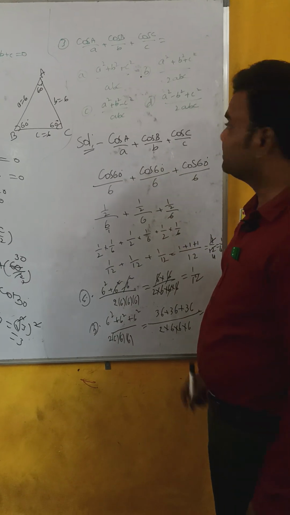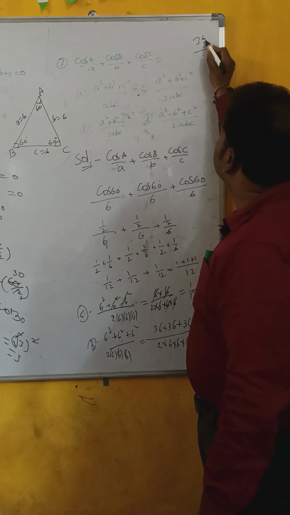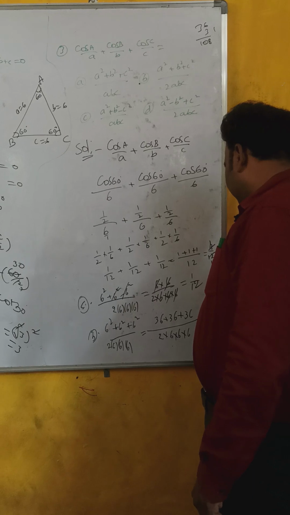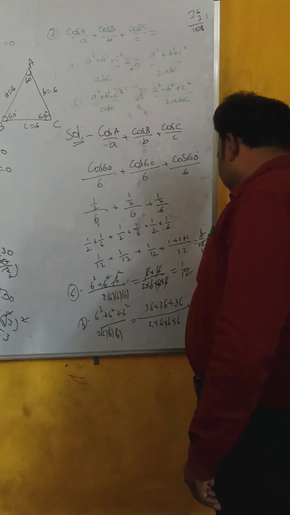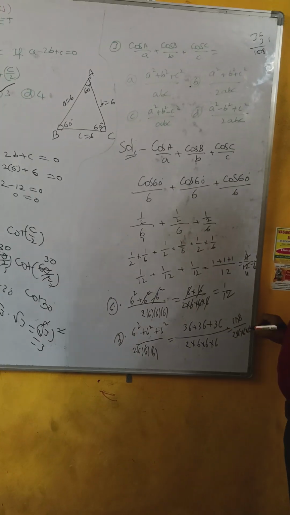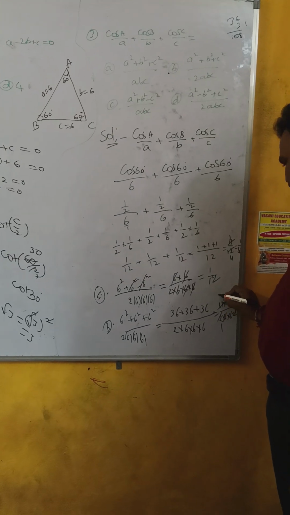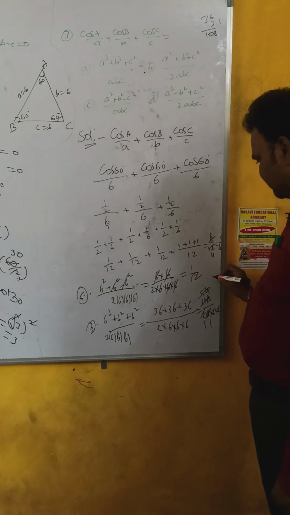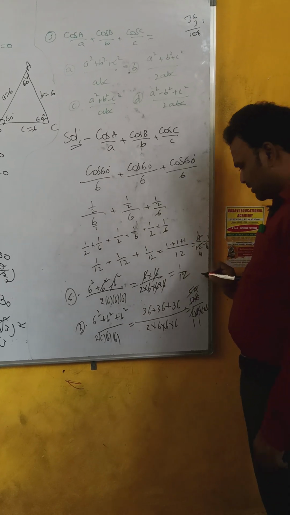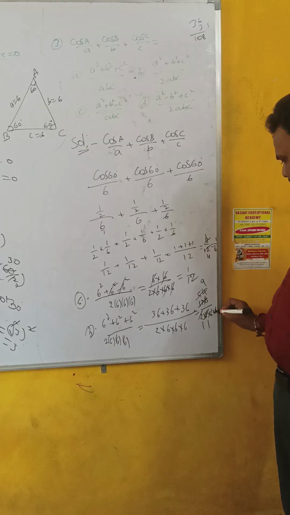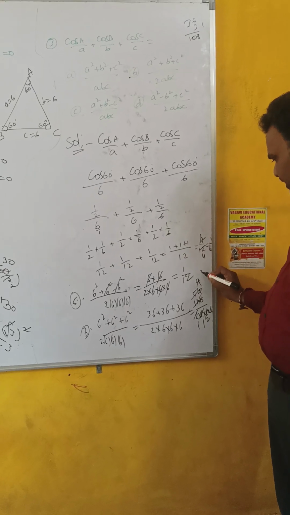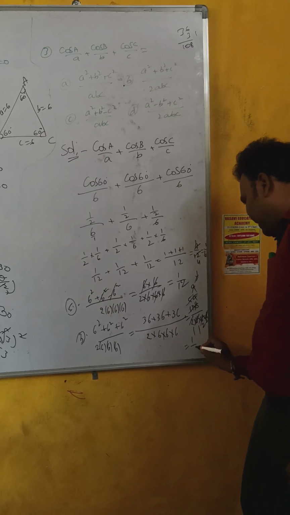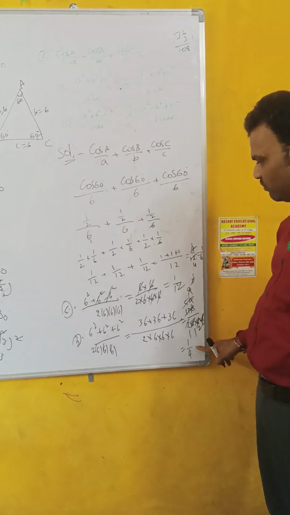36 plus 36 plus 36 is equal to how much? 36 into 3 times. 3 sixes are 18, 3 threes are 9, 9 plus 1 is 10, so 108 divided by 2 into 6 into 6 into 6. Then what will happen here? Cancelling the common factors, we get 1 divided by 2 into 2, that is 1 by 4. 1 by 4 here, 1 by 4 over here.